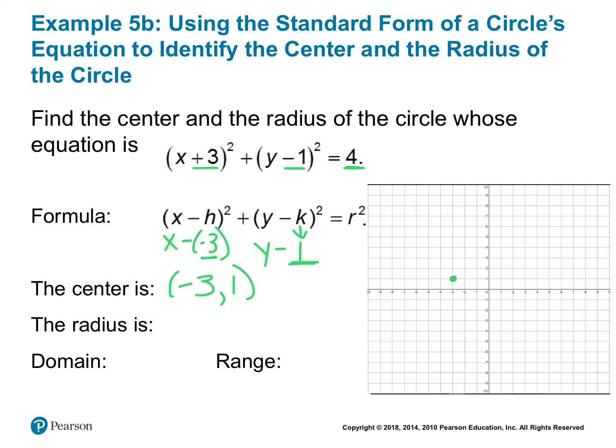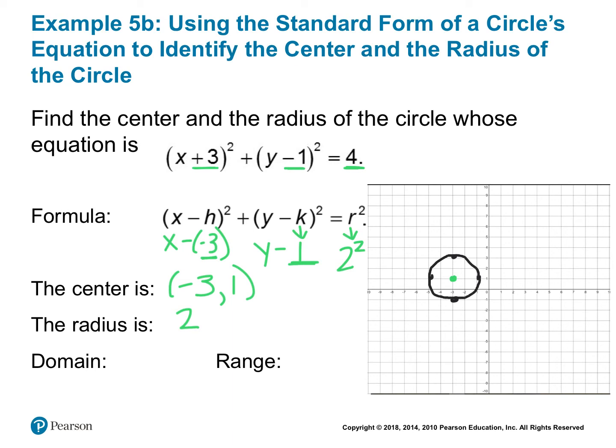So what squared is 4? 2 squared would give you 4, right? So the radius would be 2. So let me go ahead and plot the radius from this center point. So the radius would go to here, here. I'm going 2 away from the center. And then I'll draw my circle as best as I can.